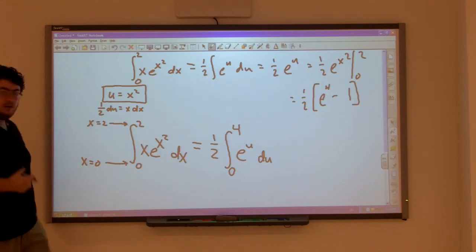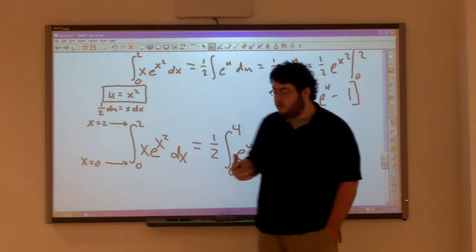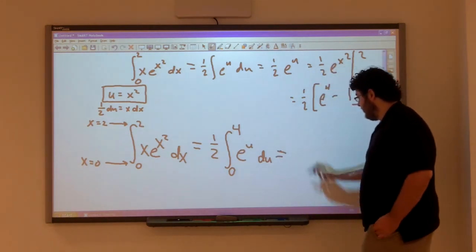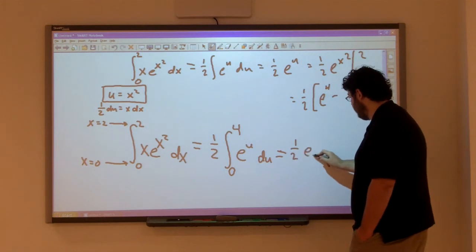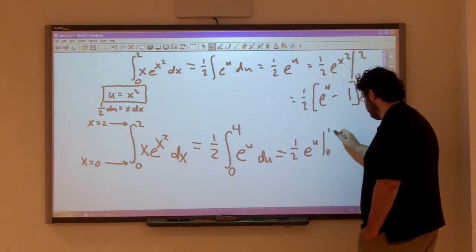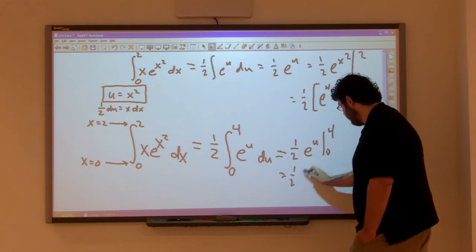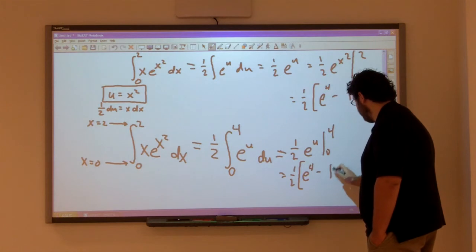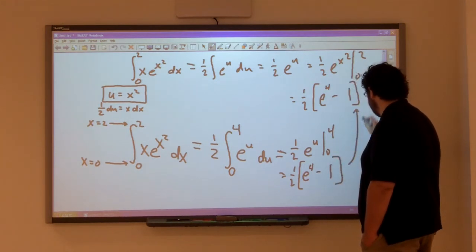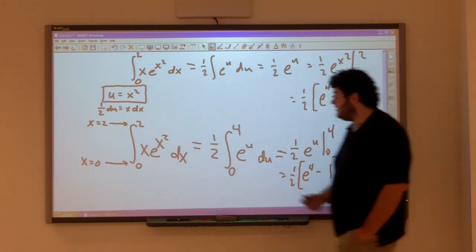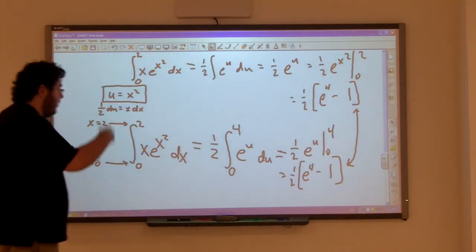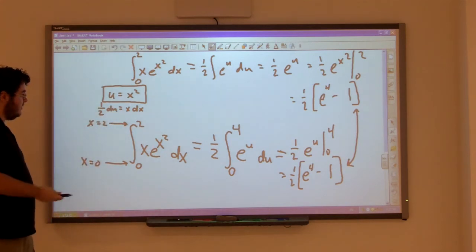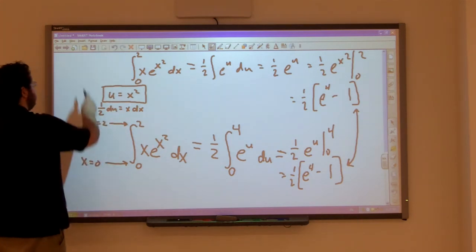So when we do this, we no longer have to substitute back in our x values. We can just do this as if it was an integral over u. So we can write this as 1/2 e to the u from 0 to 4, which is 1/2 times e to the 4 minus e to the 0, which is 1, which is exactly the same answer we get. So instead of actually having to rewrite all the x and all this, we can just evaluate it here. So let's do another example of this where we're changing our bounds for u's.